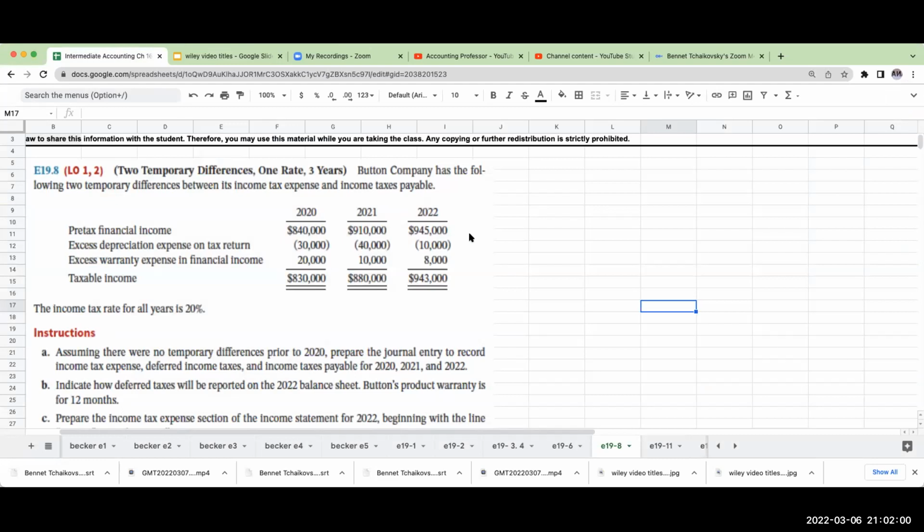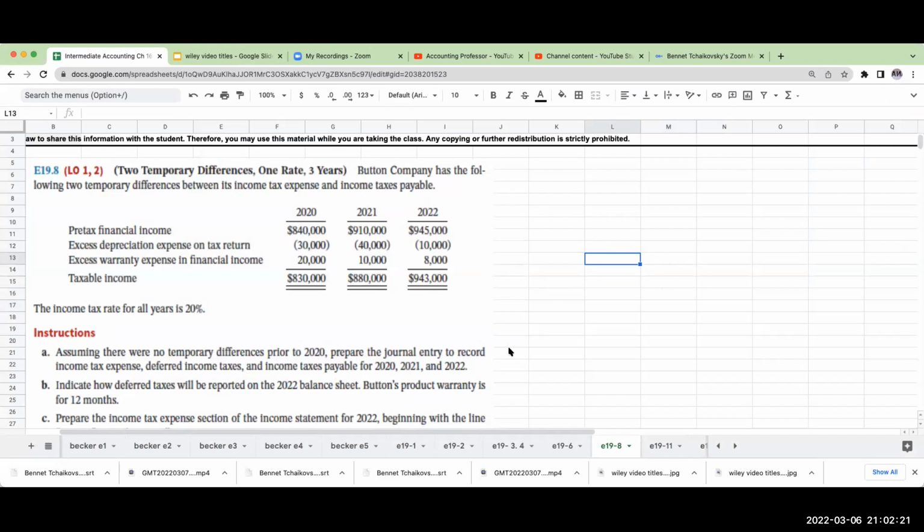So right over here for exercise 19.8, we're going to follow the same steps we've been doing before. The first step I want to do is record. Assume there were no temporary differences prior to 2020. Prepare the journal entry to record income tax expense, deferred income taxes, and income taxes payable for these 3 years.